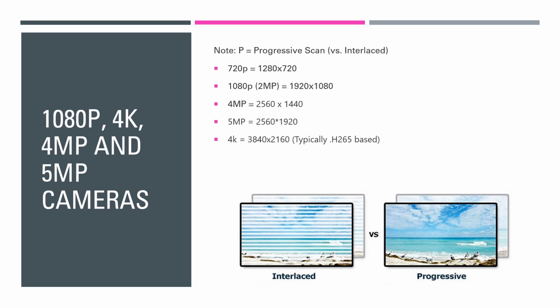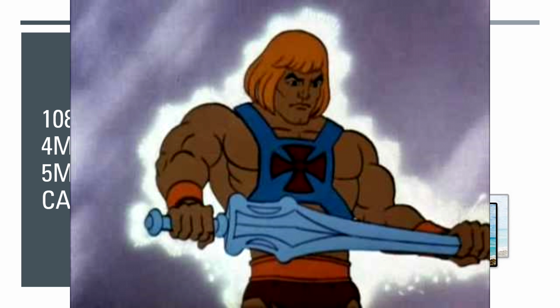A 4K camera is most likely H.265 based. And again, the hardware encoding and decoding for that is going to be a little bit harder to find, a bit more expensive, and take more, basically more oomph.